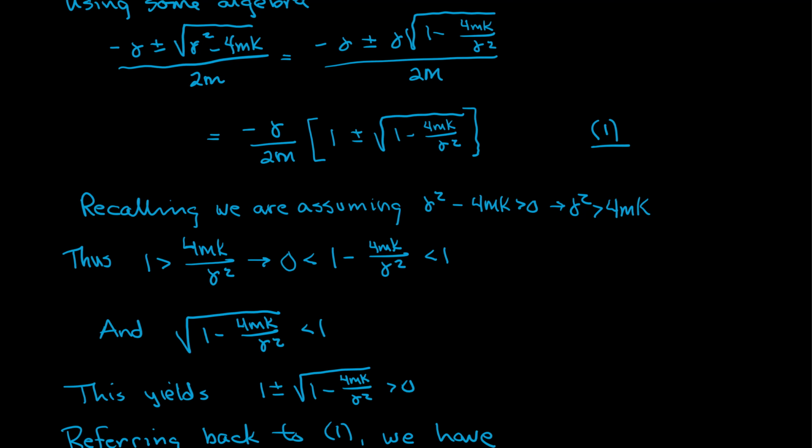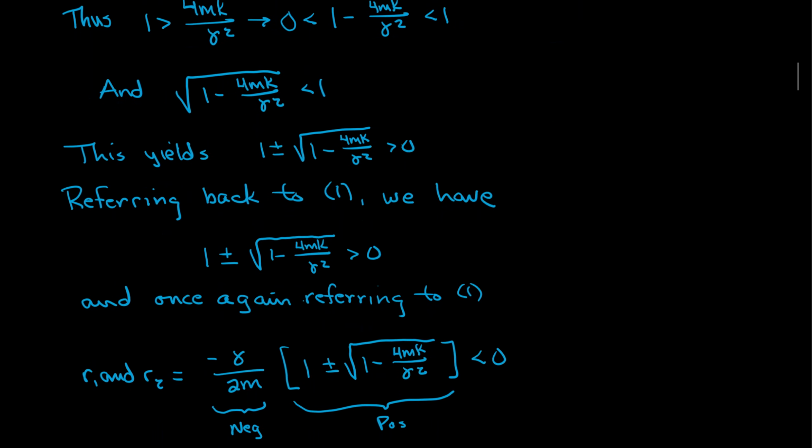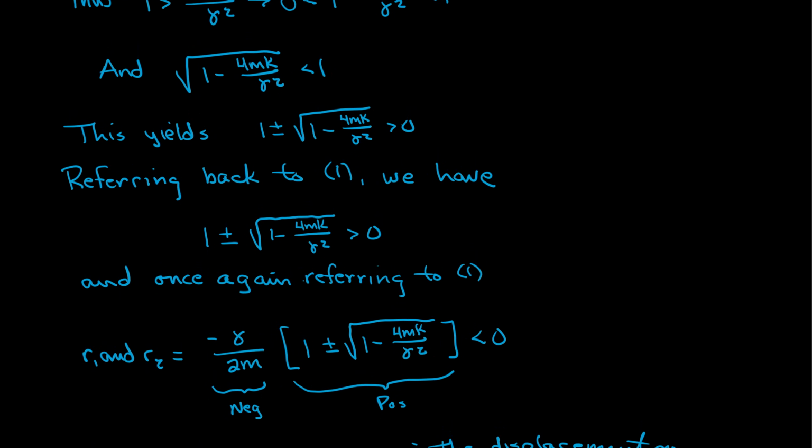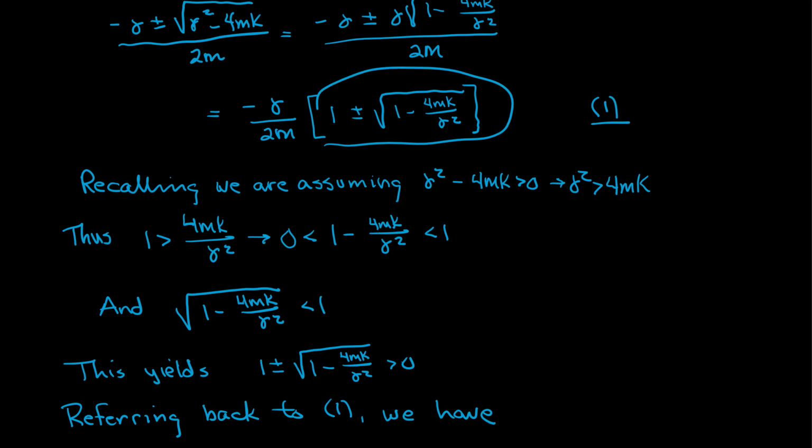All right, this then allows us to determine that the square root of this 1 minus the 4mk over gamma squared is going to be less than 1, because the value inside cannot be any larger than 1. In fact, it's going to be smaller than 1. Okay. When we work with that then, we know that 1 plus or minus, so what I'm doing is moving further out in my equation. I'm now looking at this whole thing right here, the 1 plus or minus the square root.